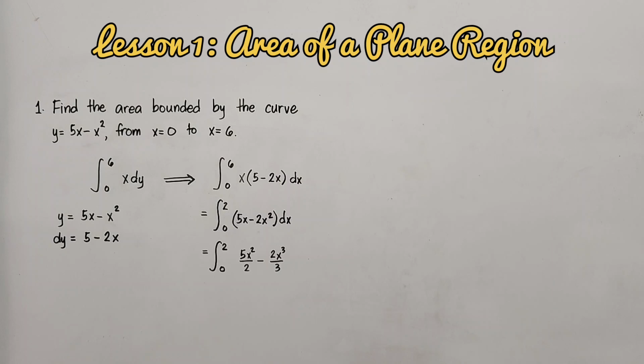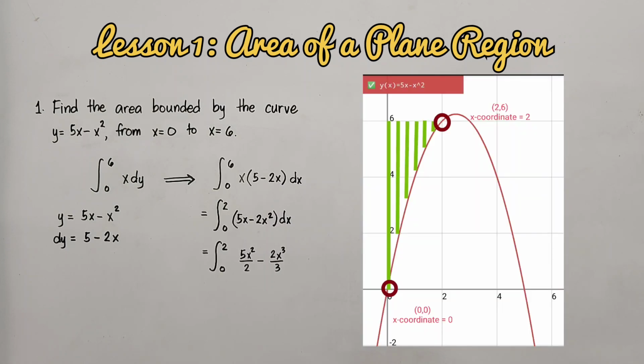We will now change the bound since we change from y to x. Take note of this coordinate. When y is 0, x is 0. And when y is positive 6, the value of the x coordinate is 2. Therefore, the new lower bound is 0 and the new upper bound is positive 2. And the antiderivative of 5x minus 2x squared is 5x squared over 2 minus 2x cubed over 3. And we will evaluate this using the bounds 0 until 2.